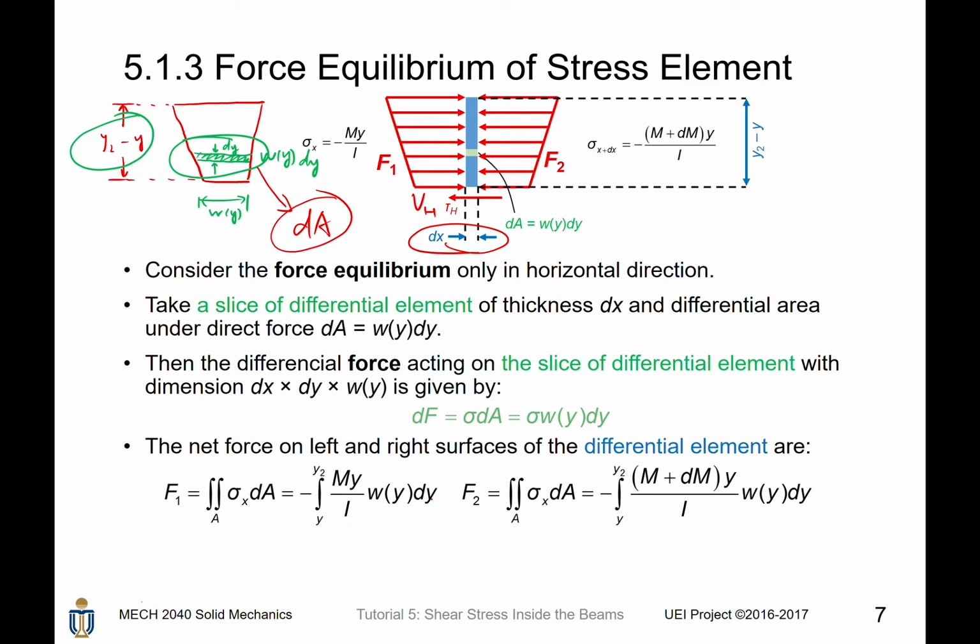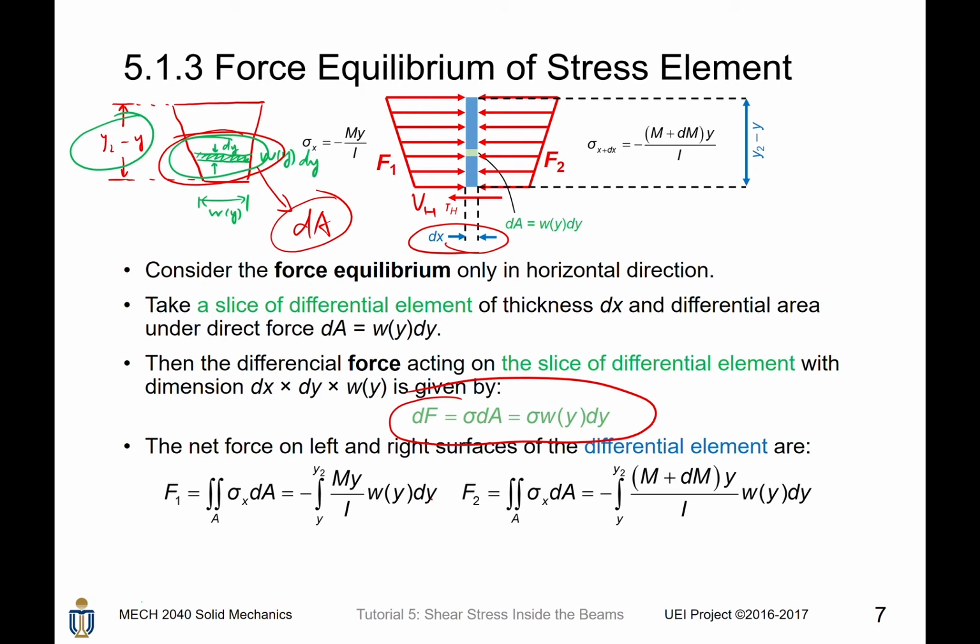In other words, the differential force acting on it will become dF equals sigma dA. The reason is that on the left hand side and the right hand side, there is a stress distribution on the surface, and the force is given by the integral, the summation of the stress and the differential area. So we can say for this piece of differential area, the differential force acting on it will become the local stress, sigma, times the differential area, which is given by w(y) dy. Then the net force on the left hand side surface and the right hand surface can be given by integrating this differential form on the left hand side and right hand side.